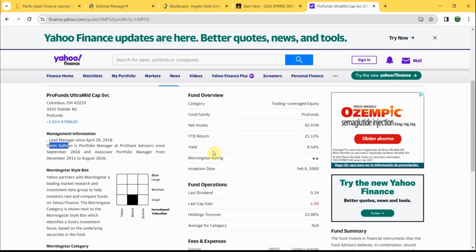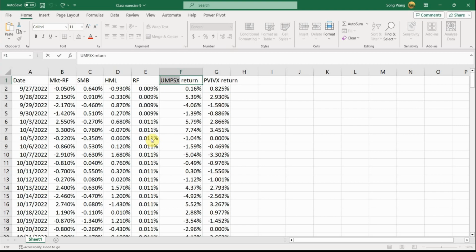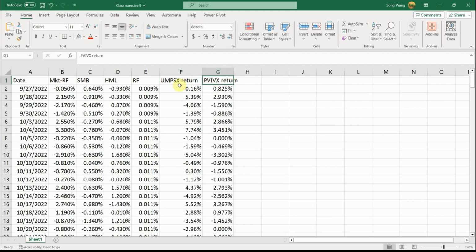All right, and you can find the same information for the other mutual fund. Each mutual fund is a portfolio because they include more than one stock, or sometimes bonds, so they can cover a lot of securities in their management. All right, let's see whether they perform good or bad. So we're going to conduct a Fama French three-factor model analysis.